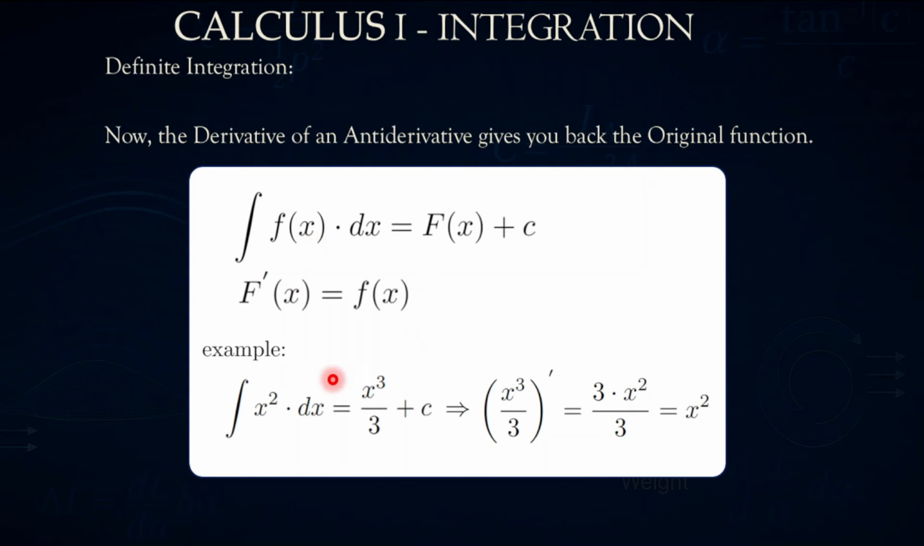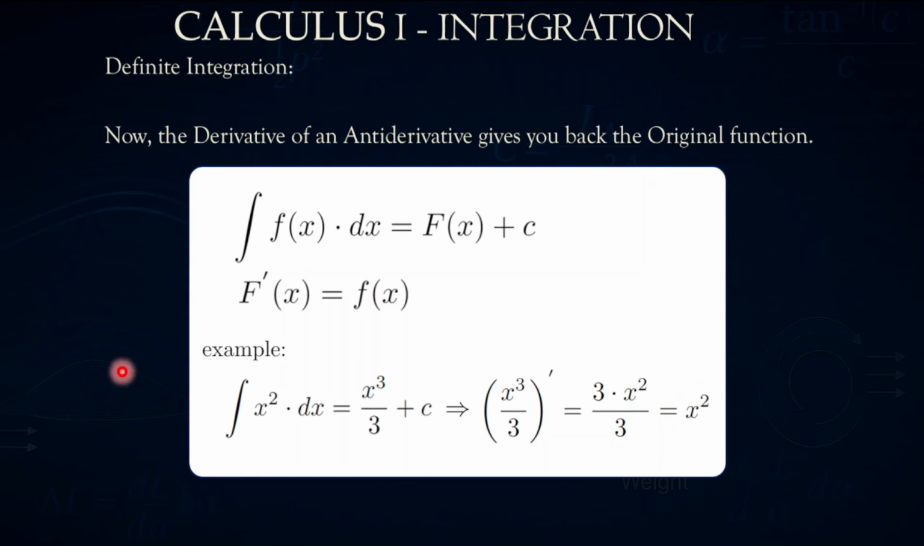As an example, let's integrate x squared dx. So the integral of x squared dx is equal to x cubed divided by 3 plus c. This is the power rule. When you integrate, you add 1 to the power, then you divide by that added power. So x to the power 2 plus 1 over 2 plus 1, which gives you x cubed divided by 3 plus c, which is the constant of integration. Therefore, the derivative of x cubed divided by 3 would give you 3x squared divided by 3, or x squared, which is the original function.